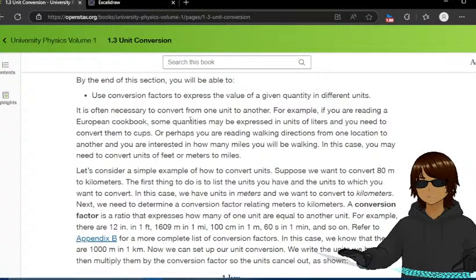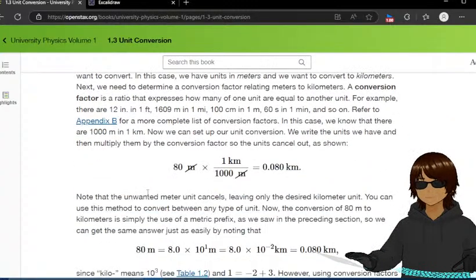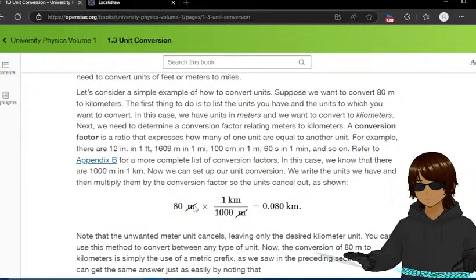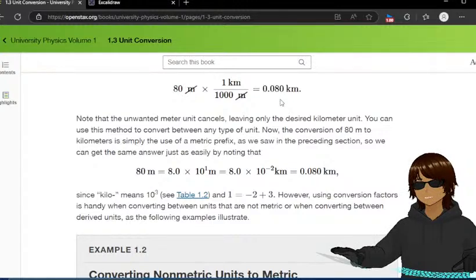It is often necessary to convert from one unit to another. Let's consider a simple example of how to convert units. Suppose we want to convert 80 meters to kilometers. First thing to do is to list the units you have and the units to which you want to convert. 80 meters changes to 0.08 kilometers. Note that the unwanted meter unit cancels, leaving only the desired kilometer unit.